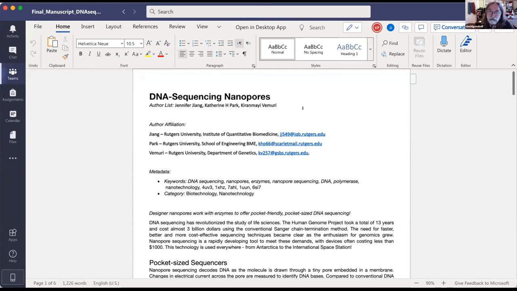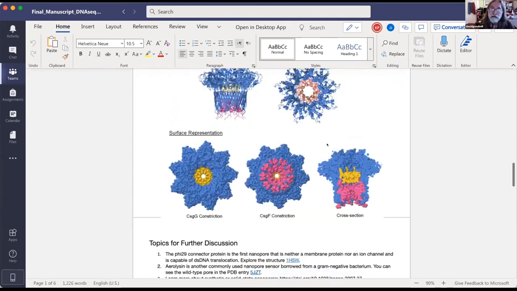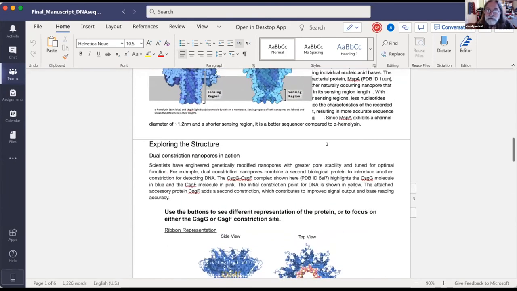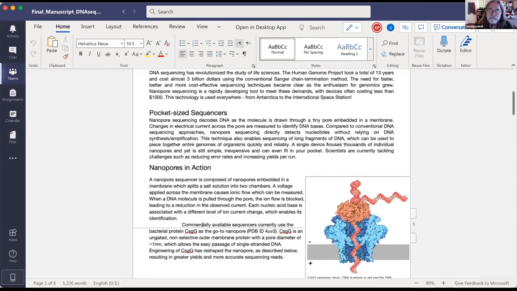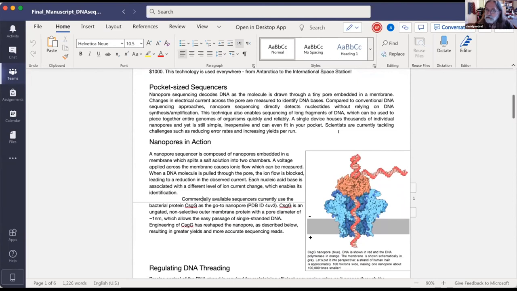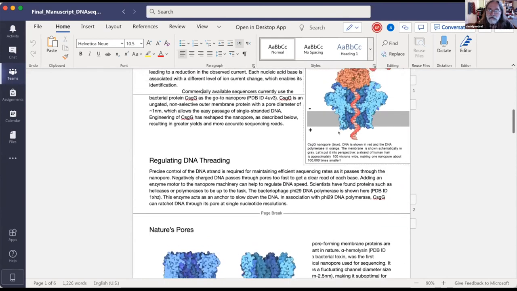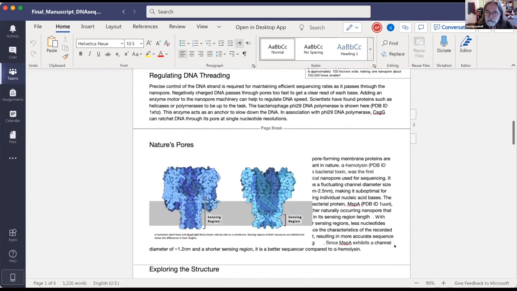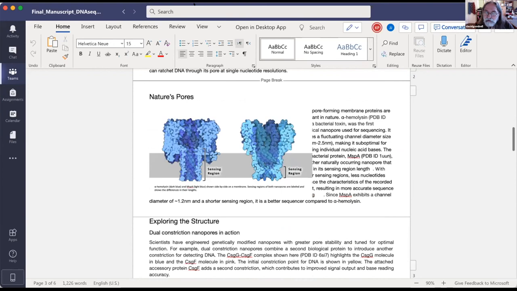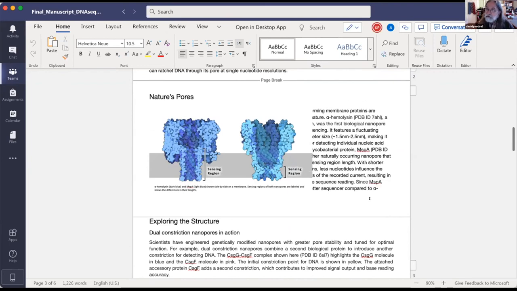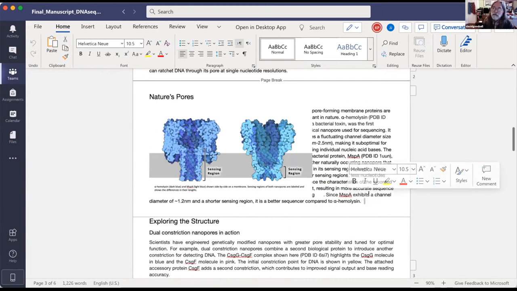In particular, the second section, the last paragraph of the first section, nanopores in action. This first paragraph is just really clear, saying all the bits and pieces you need to make the sequencing work. And then going down to the regulating DNA threading one, the nature's pores one. There's a place down here where in one sentence you say, with shorter sensing regions, nucleotides are read, and so it's more accurate, which is a really nice, concise structure function story.